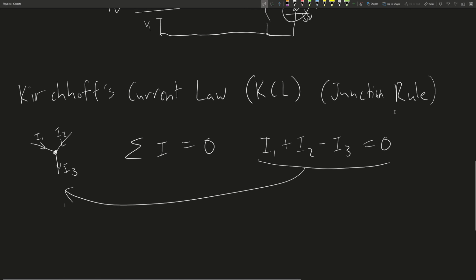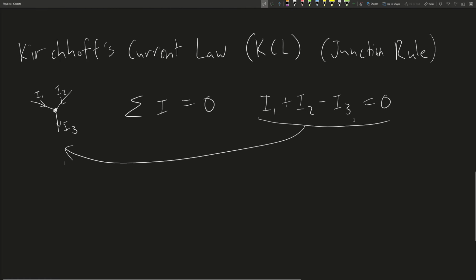And this follows the conservation of charge, because basically all the charge that comes in and out of a junction has to sum to 0, because no charge gets created or destroyed at a junction. That means that at the junction, there has to be 0 net charge coming in or out of it. So the sum of the currents into a junction equals 0, and the sum of the currents out of a junction equals 0.